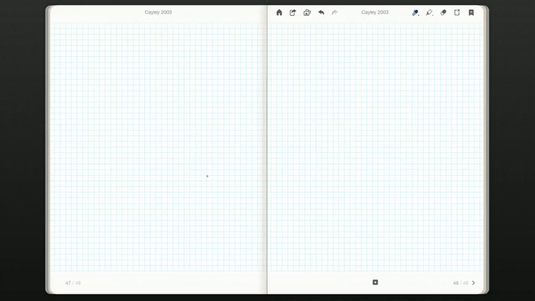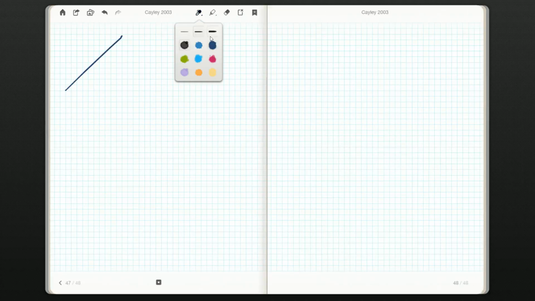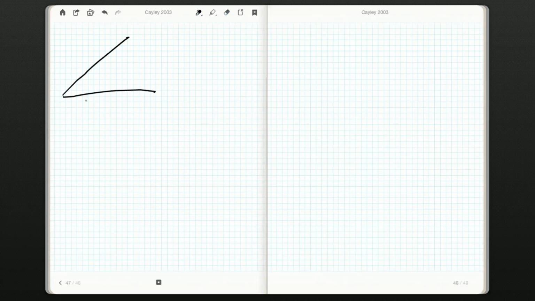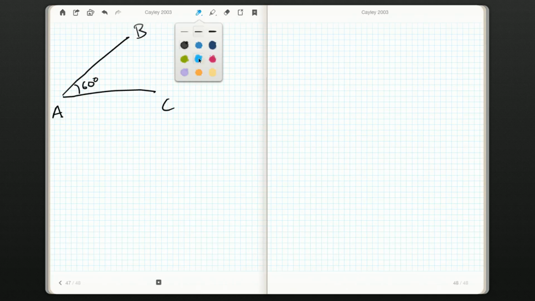So B is on top. We go A, B. We want black, not the dark blue. And we go over. So B is on top. And let's say that this were 60 degrees. Here's our A. Here's our C. If I go out a particular distance and find me an x1. And if I go up by that same length, we're going to have an equilateral triangle.